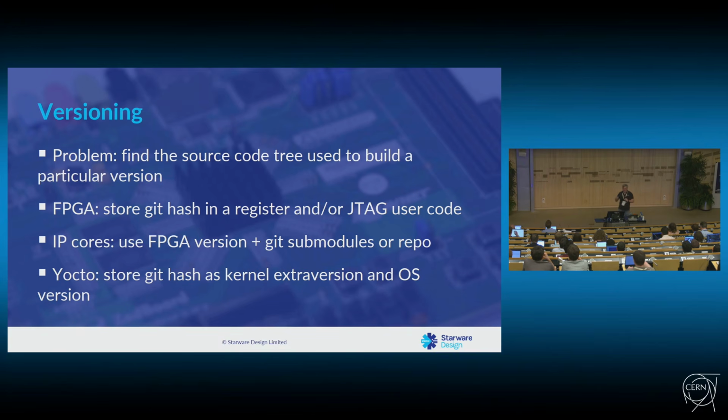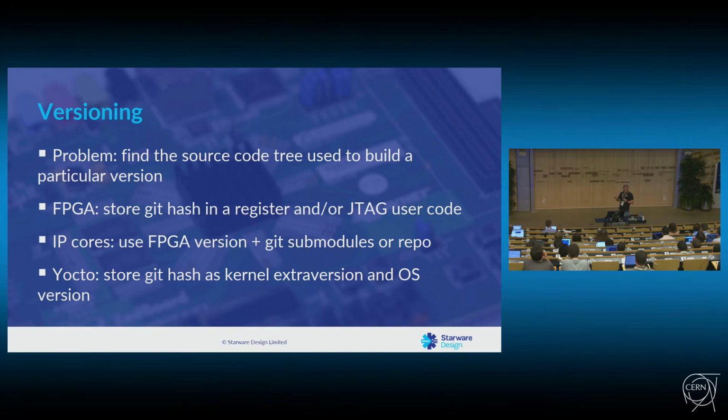Now, I said earlier that you might have a version of the FPGA bitstream that has a bug, and you want to see, okay, what was that particular source code tree? There are different ways to do this. At bare minimum, you can store the short Git hash inside the FPGA itself, so that is a 32-bit number. You can save it in some register, you can read it from your system on chip, or you can save it as a JTAG user code, so you can read it from JTAG, for example.